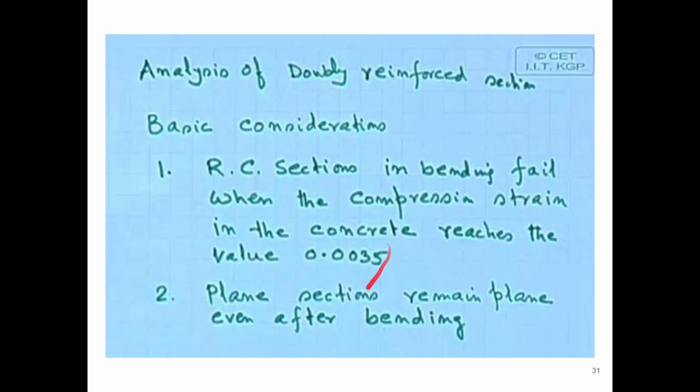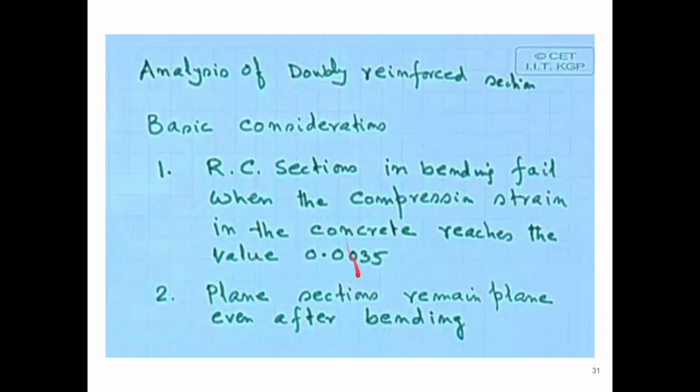Okay, the extreme fiber in compression has a strain value of 0.0035. And the second condition is plane sections remain plane even after bending. This is also an important condition, which allows us to assume that the strain through the section is linear. If this condition is not supported, then it will not be linear, so that will not help us derive the required equations.